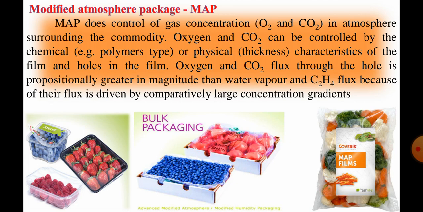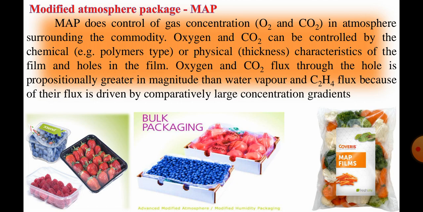Modified atmospheric packaging controls the gas concentration, like O2 and CO2, in the atmosphere surrounding the commodity. Oxygen and carbon dioxide can be controlled by the chemicals like polymer type, or the physical thickness and characteristics of the film, and holes in the films. Oxygen and carbon dioxide flux through the holes is proportionally greater in magnitude than water vapor and ethylene flux, because the flux is driven by comparatively large concentration gradients.